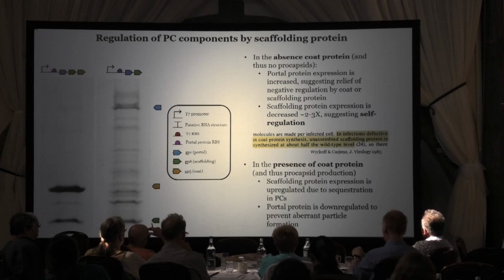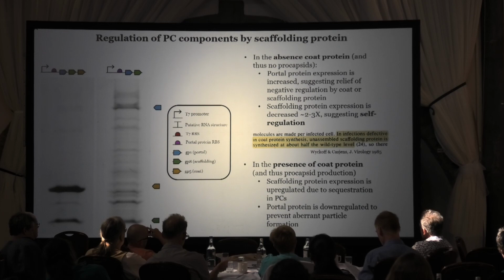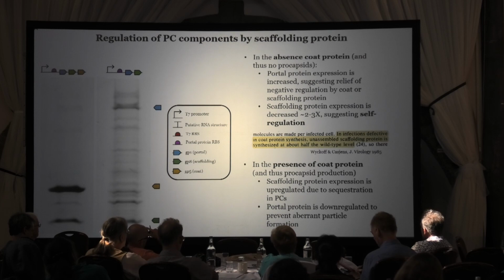In the mid-'80s. Now, alternatively, in the presence of coat protein and thus procapsid production, we see that scaffolding protein expression is upregulated, probably due to the sequestration of scaffolding protein into those procapsids, and thus the need to increase expression for more scaf. Portal protein is downregulated, probably to prevent that aberrant particle formation during in vivo assembly.